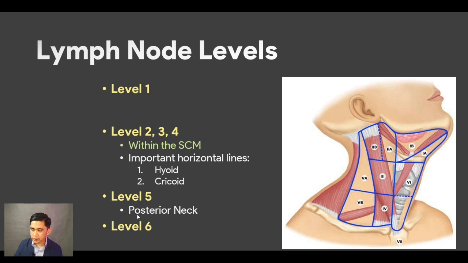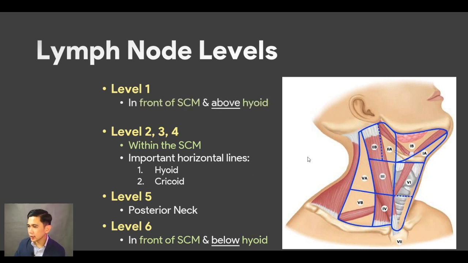Level 5 is in the posterior neck. We discussed earlier with the case of the 22-year-old female that anything at the back of the SCM is the posterior neck. So if you have lymph nodes at the back of the SCM, they are called level 5 lymph nodes. And level 6 is in front of the SCM, but below the hyoid. This is the hyoid. Below it and in front of the SCM are all level 6 lymph nodes. That's how easy it is.